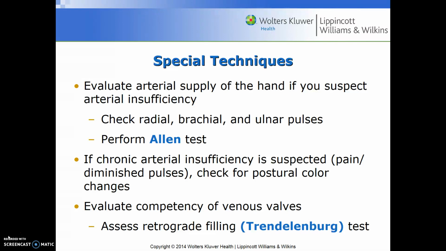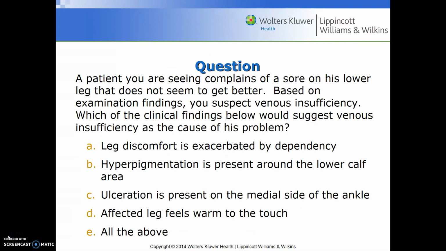If chronic arterial insufficiency is suspected, the patient has complaint of pain and diminished pulses, check for postural color changes and evaluate competency of venous valves. Assess retrograde filling through the Trendelenburg test. This question just helps us clarify what are the signs and symptoms of venous insufficiency.